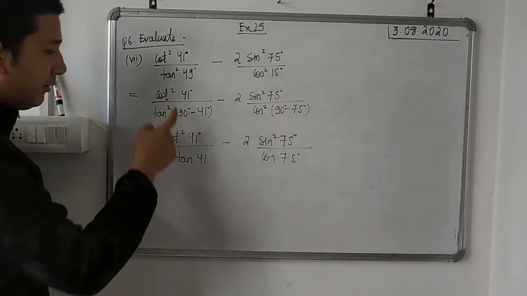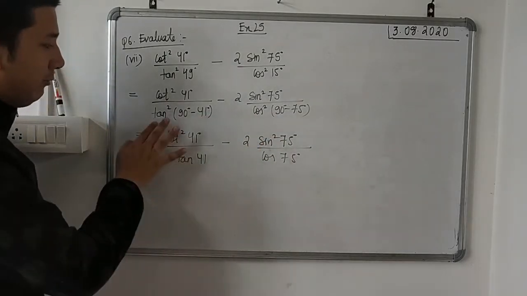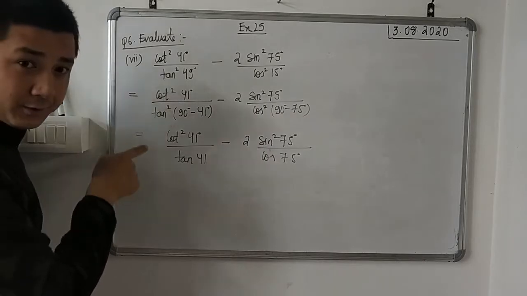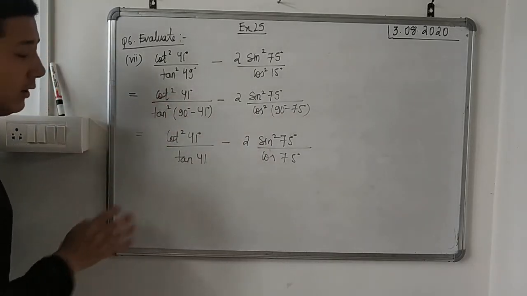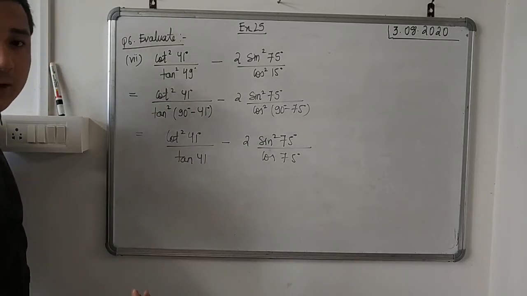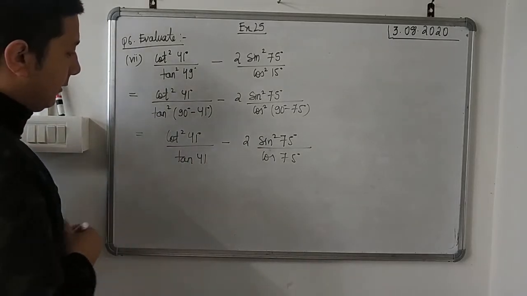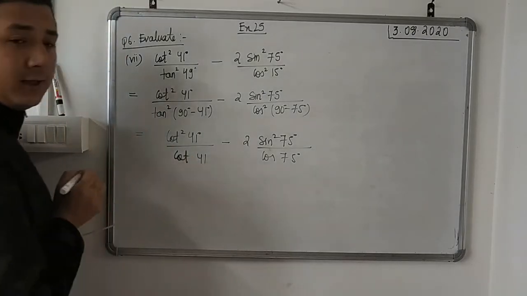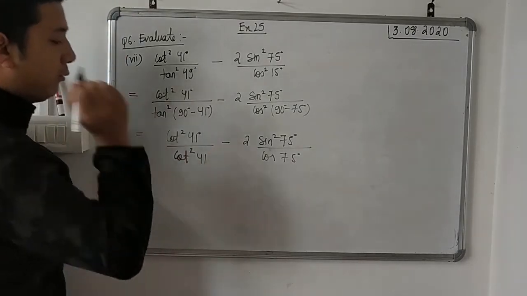So now, numerator is as it is. Denominator, for the time being, just forget about the square. You know there is a square, but for the time being, forget about it, and use the formula tan(90 minus 41). What is tan(90 minus 41)? Cot 41, isn't it? Sorry, this is cot 41. And square also, so square.